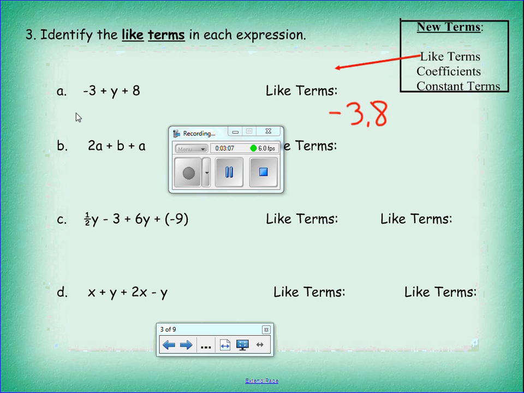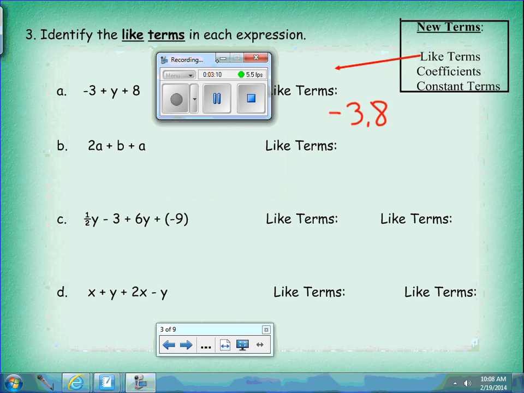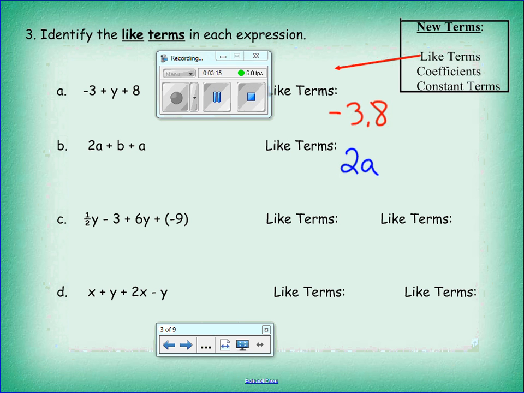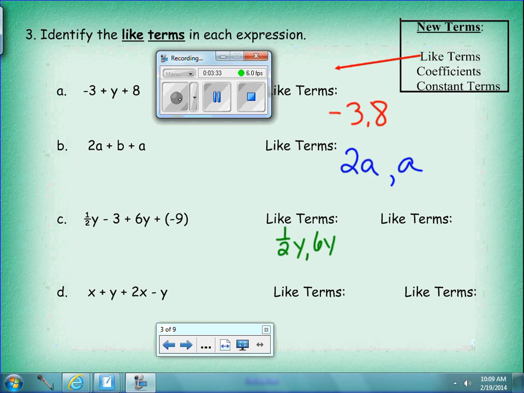In our example B, we need to determine what the like terms are in B. Our like terms are going to be 2a and a. Note that I did not put a b in the like terms because it does not contain the same variable. So 2a and a are like terms in that expression. So our first set of like terms in C is going to be 1/2 y and 6y. So our other set of like terms in C will be -3 and -9.